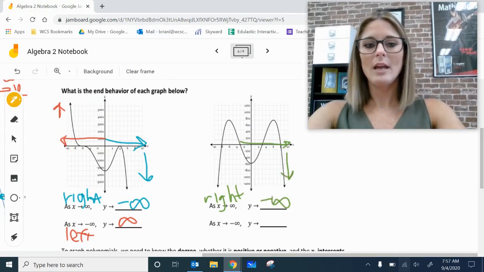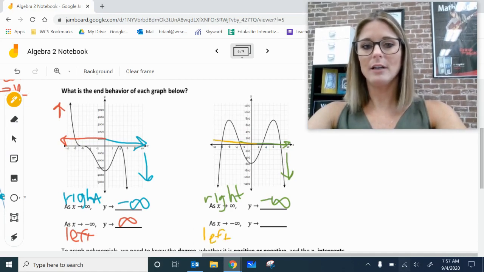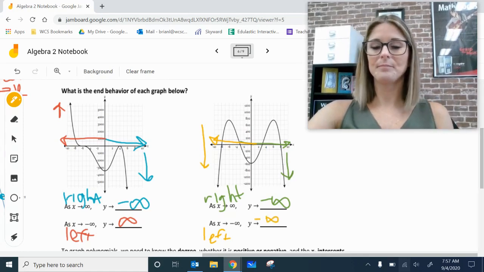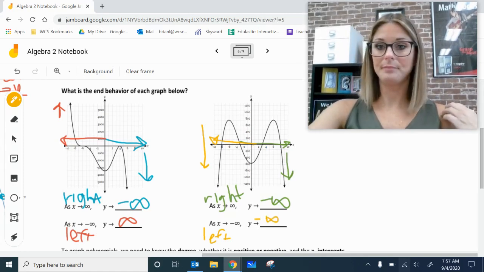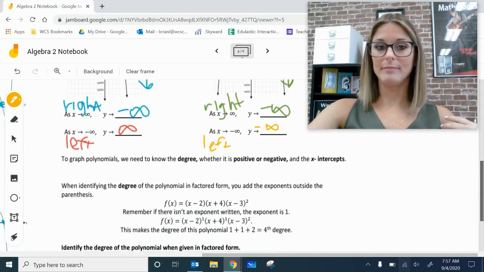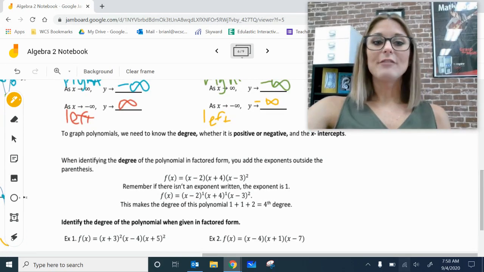As x approaches negative infinity, that's the left. As I go left, we're going down as well, negative infinity. Okay, so that's how you're going to fill those in. If that was too fast, rewind it. Watch it again.